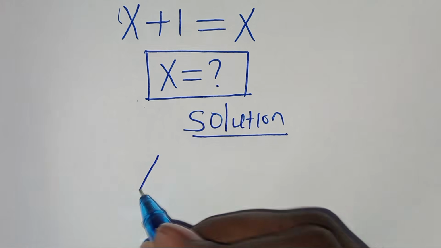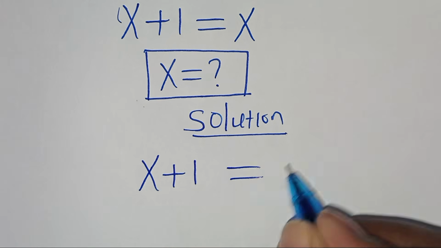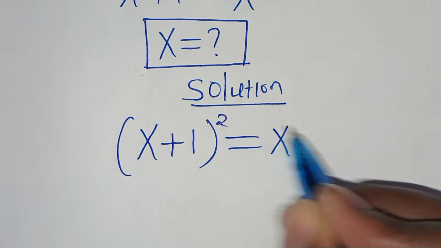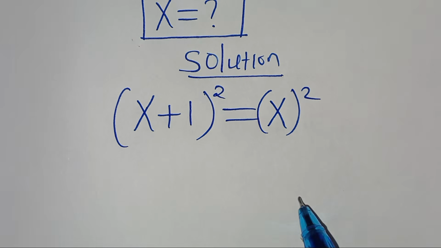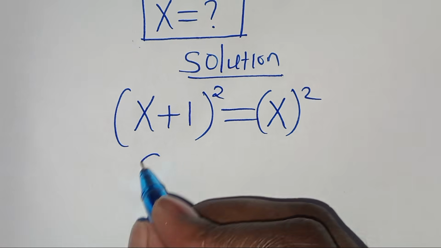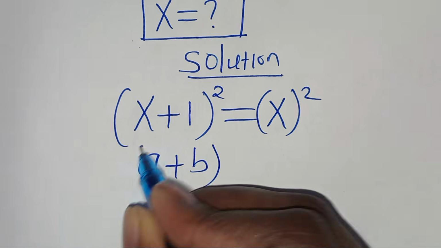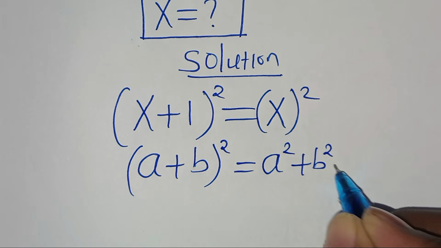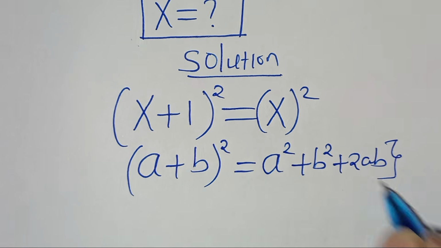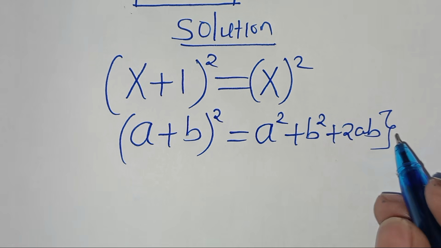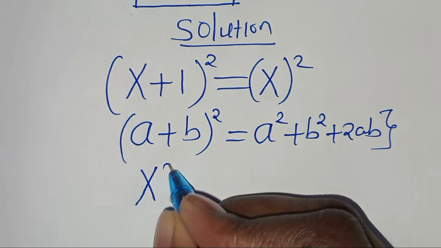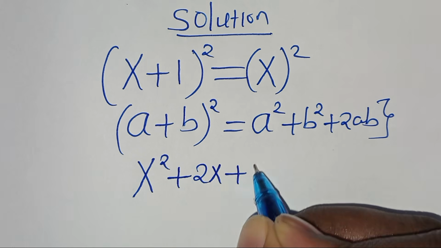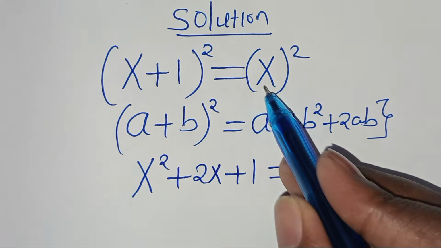So we have x plus 1 equal to x. Now, the first step to do here, let's square on both sides. So that now, (x plus 1) to the power of 2, this is in the form of (a plus b) raised to the power of 2. This is the same thing as a to the power of 2 plus b to the power of 2, plus 2ab. Applying this algebraic identity, here we have x to the power of 2 plus 2x, plus 1. This is equal to x to the power of 2.